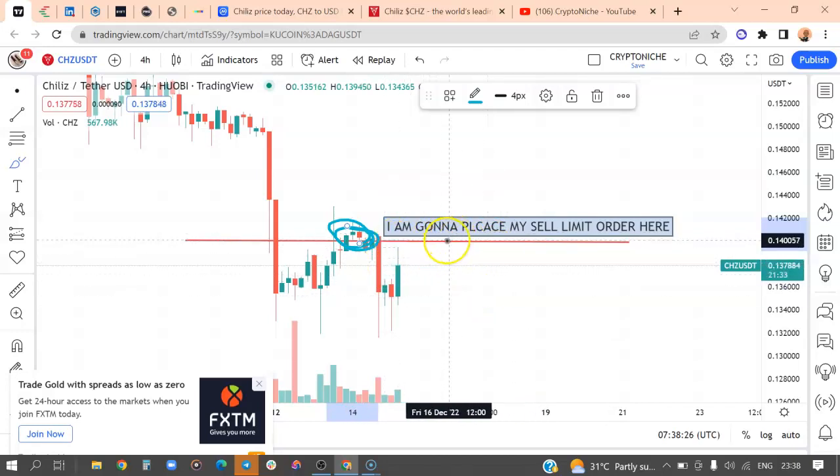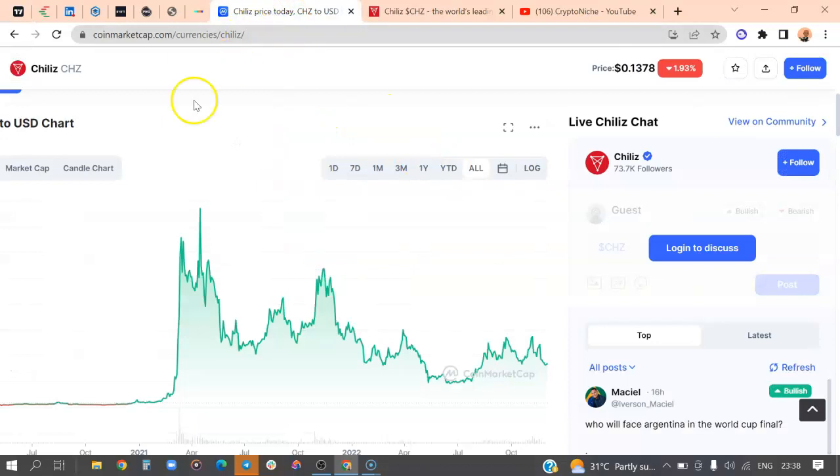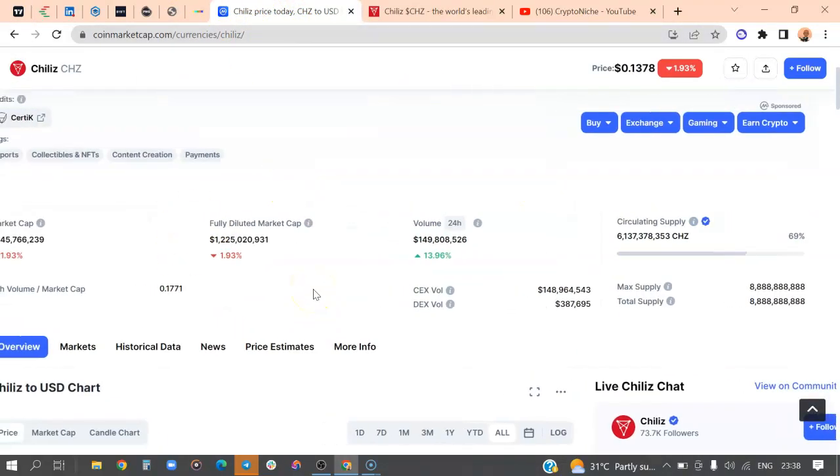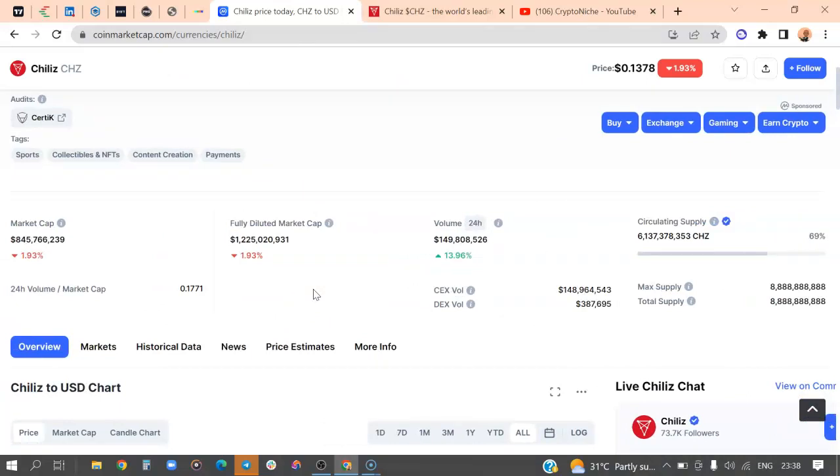Once it is rejected, you can place a short with 5x. If you are cocky, like you have a large risk appetite, why not? You can place a short with 10x. The reason you can place a short with 10x is because, one, the volume is massive. Aside from the volume, they have a large market cap. $845 million market cap in a bear market is a big deal, right? It's a big deal.